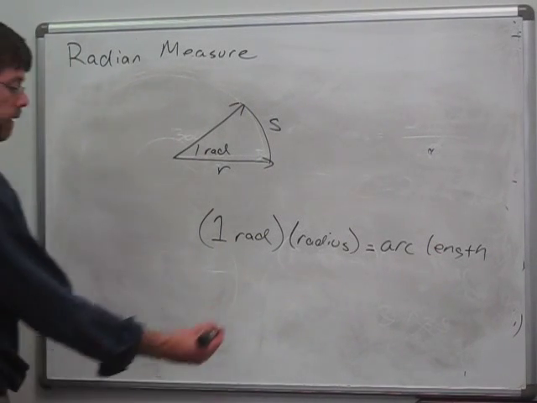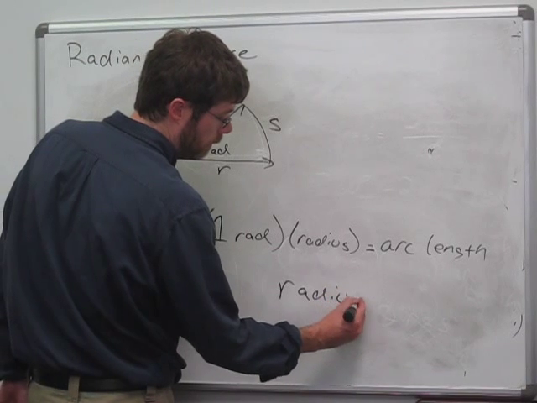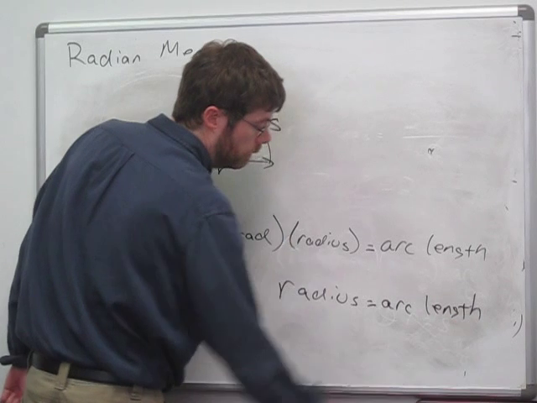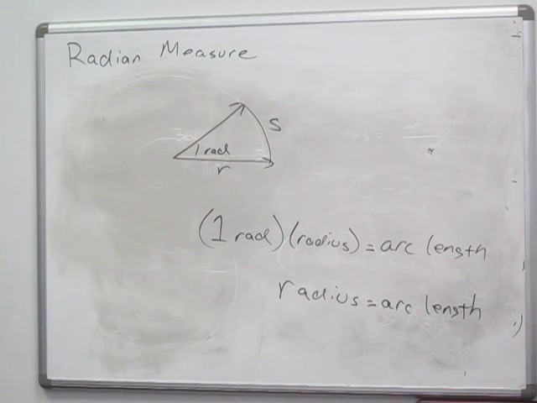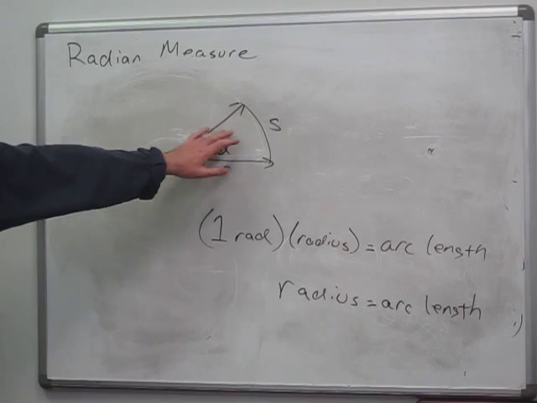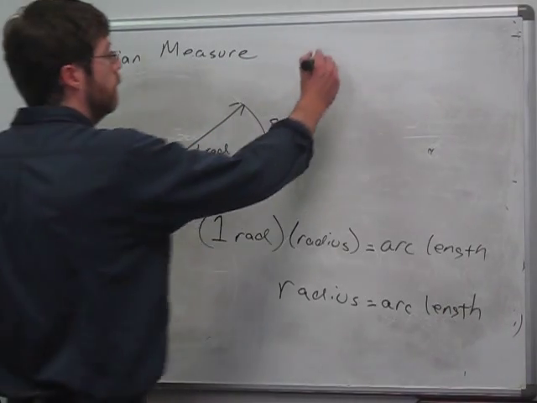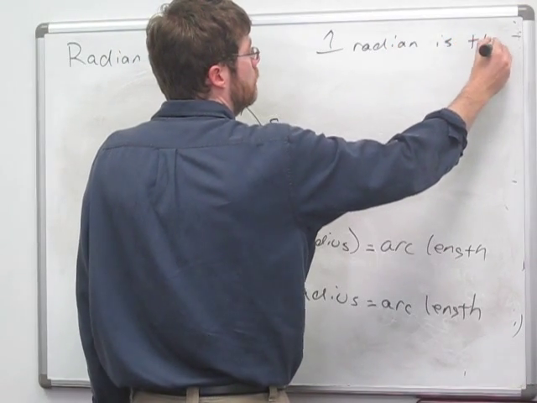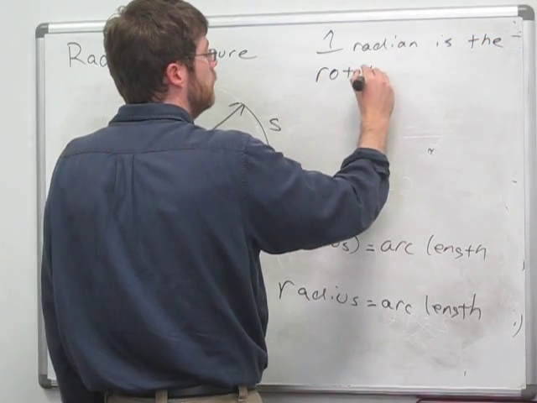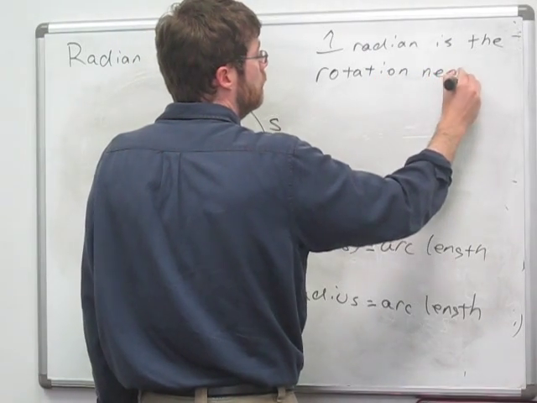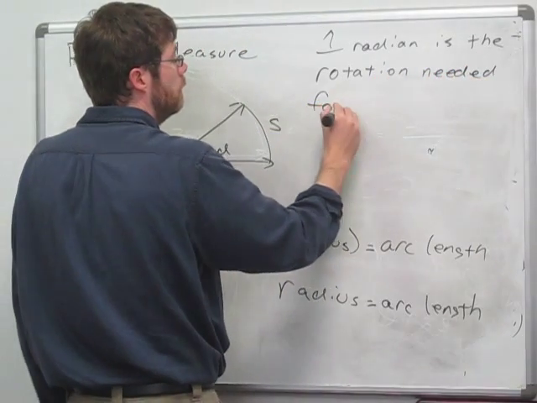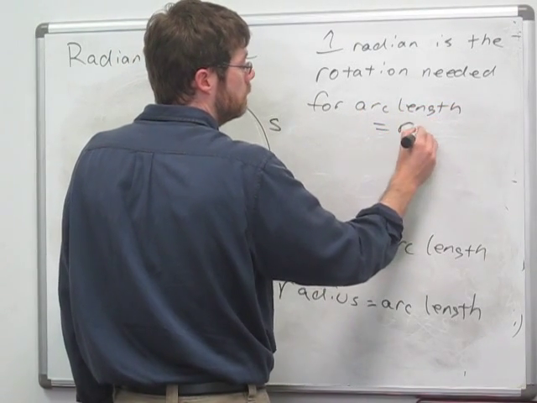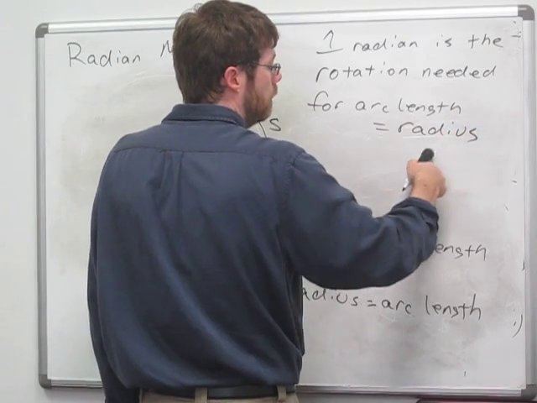So in other words, the radius is equal to the arc length. So this is a way that we can define what 1 radian means. 1 radian is the rotation needed for the arc length to equal the length of the radius.